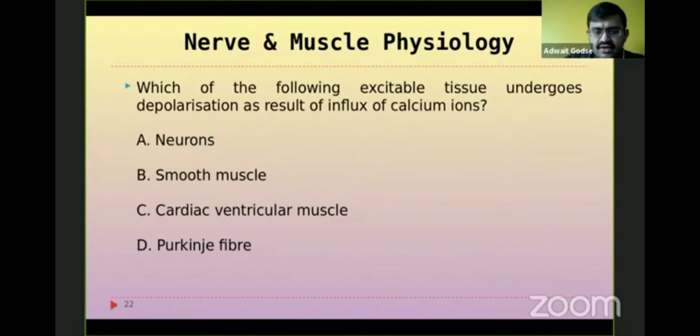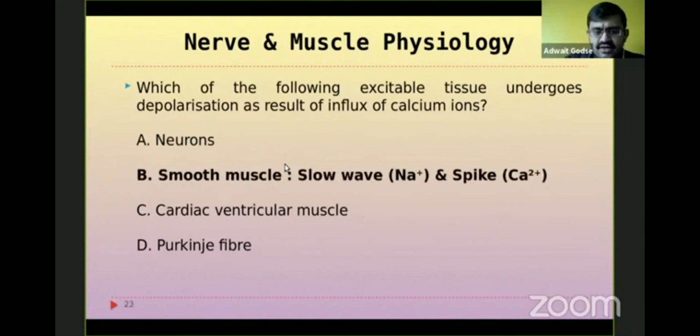In cardiac ventricular muscle, there is entry of sodium which causes depolarization. The same applies to Purkinje fiber. What is different? It is smooth muscle which is different. In smooth muscle, the spike potential or action potential is triggered by entry of calcium. So the answer here is smooth muscle. Which is the other tissue where you will find a similar thing? SA node is the tissue where you will find a similar thing.